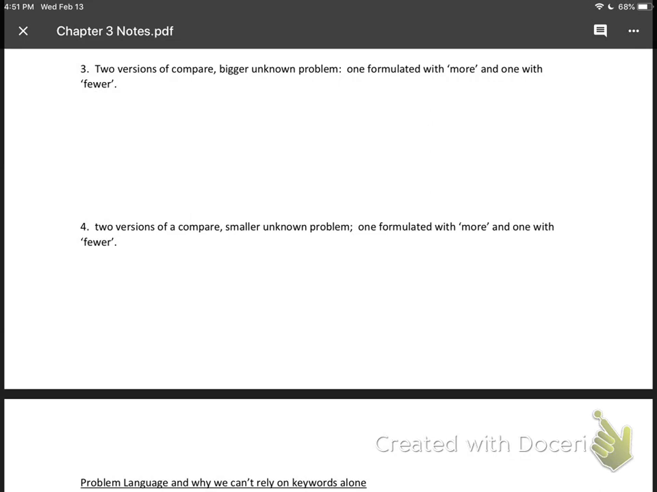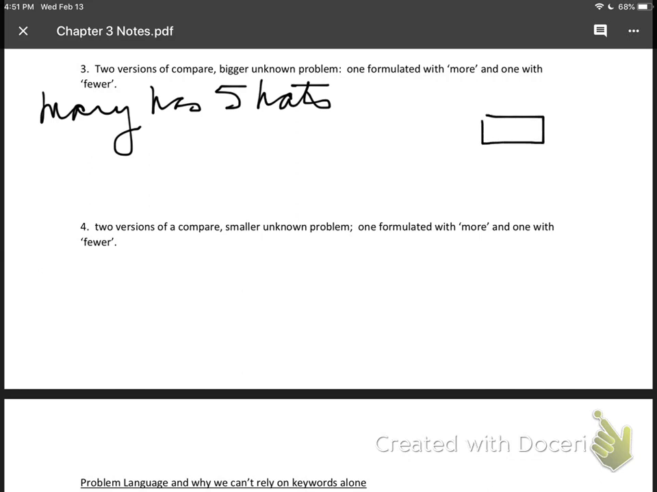So let's go on to the 2 more problems that are under our compare problems. So the problem type for number 3, it says we're going to do 2 versions of compare. The bigger quantity is going to be unknown in this situation. So how about if we say Mary, we're back to Mary. Mary has 5 hats. Okay, so here's Mary. She has 5 hats. Sue has 3 more than Mary.